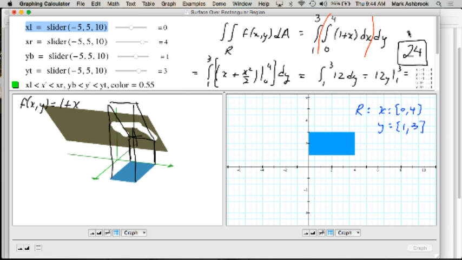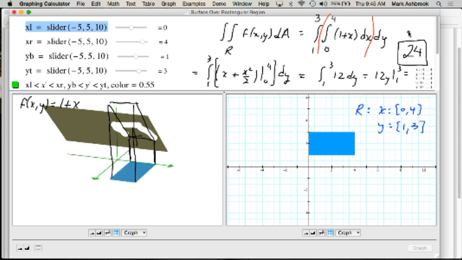If this were accumulation of a rate of change, it would be 24 quantity units, whatever quantity it is. So it could be meters traveled, or 24 milligrams of some substance or something like that. It's not a rate of change. Now it's the total accumulation of the quantity, whatever that quantity is.